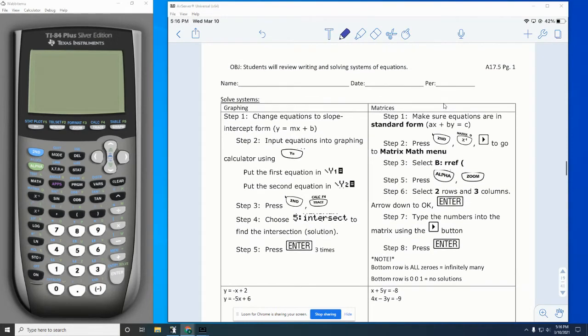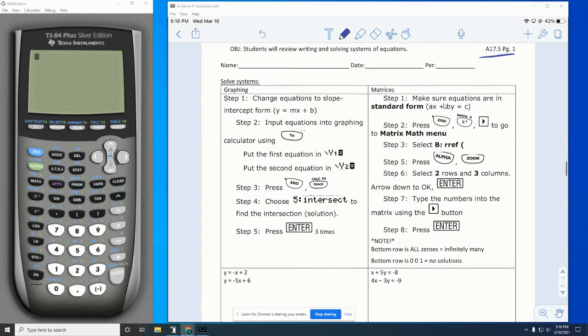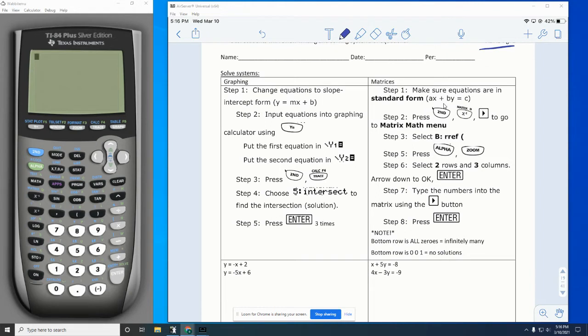This video covers the assignment 17.5. We're going to work some problems together and you're going to work some on your own. So this is a review of solving systems. Usually, we know two ways to solve systems. We either use graphing or matrices. So we're going to review one of each type. We're going to review how to write systems, and then you're going to practice.